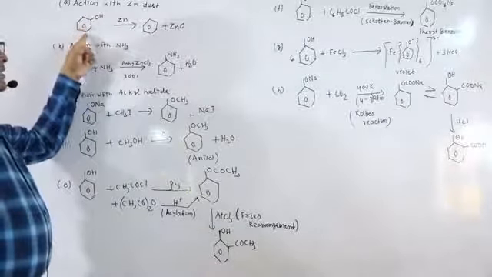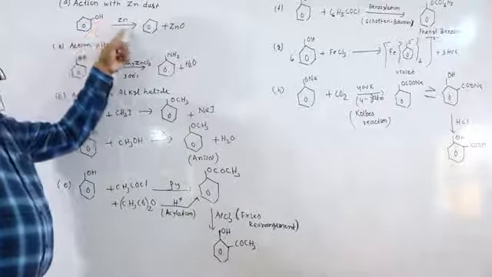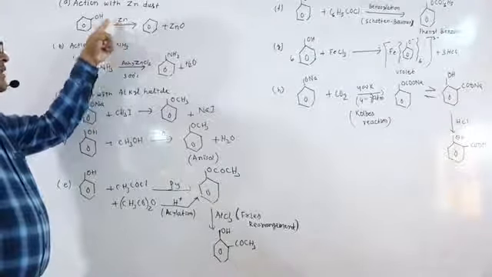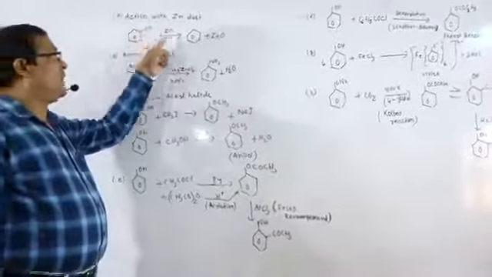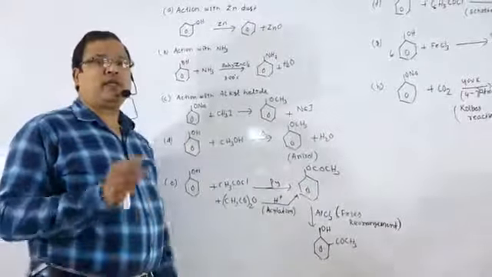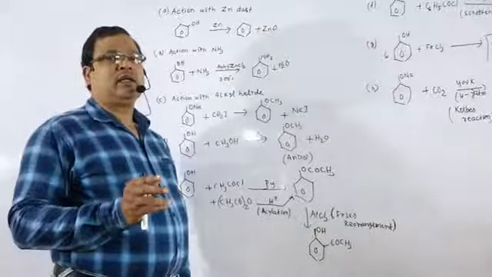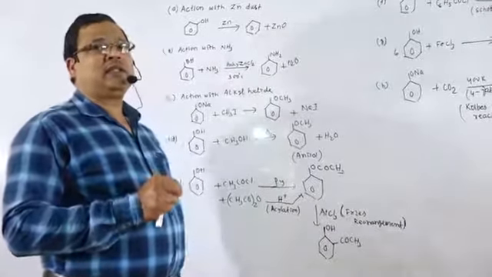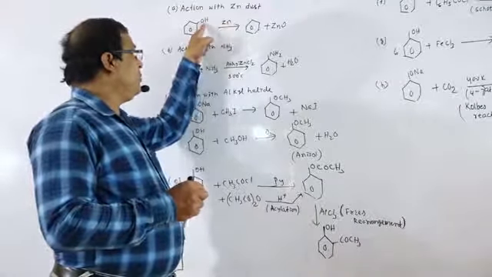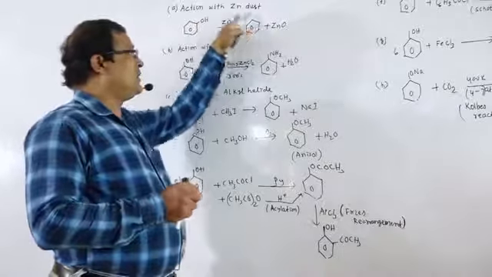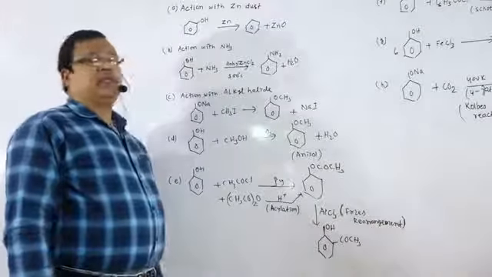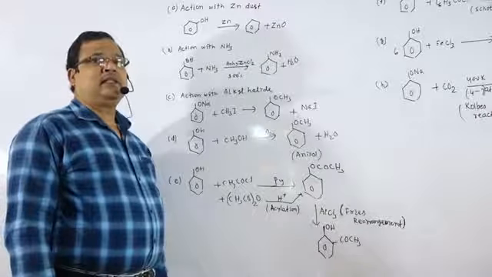So phenol, benzene that contains OH, whenever it is treated with zinc dust, the OH is removed in the form of ZnO, and benzene will be formed. So for the removal of the OH group from the benzene ring, we have to treat the material with zinc dust, so that the OH group is removed as ZnO, and H is attached to this position, with the formation of benzene. So the first reaction, the action with zinc dust, gives benzene.